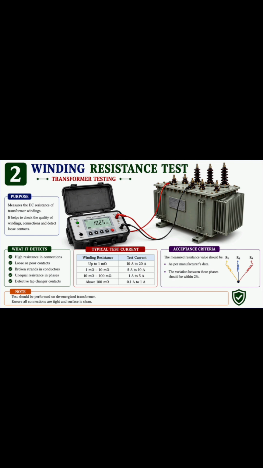Procedure. Isolate transformer, inject DC current into winding, measure resistance value, compare all phases. Acceptance criteria. All phase values should be nearly equal. Major variation indicates fault. Common problems detected are loose connection, bad joints, broken strands, tap changer defects.